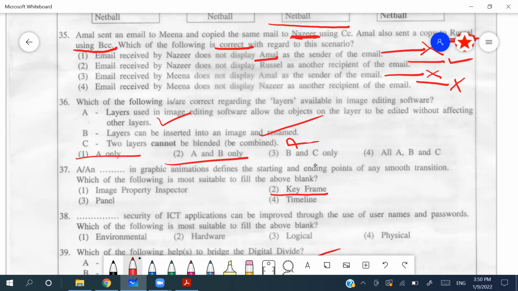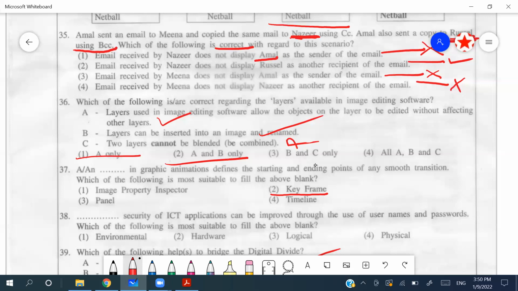So when we place a keyframe on the starting point, and then we go and put a keyframe on the ending point, then we can create a motion tween, so it will help us to transfer our animation smoothly from the starting point to the ending point, right?